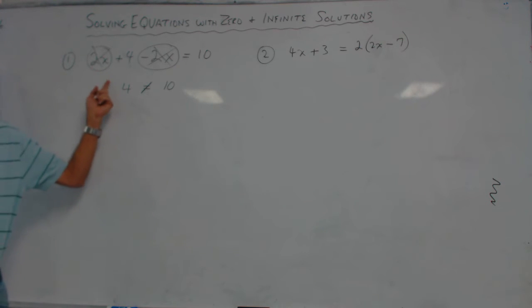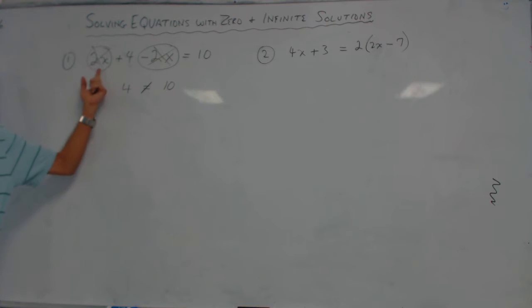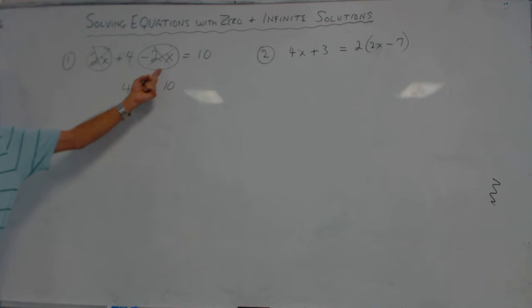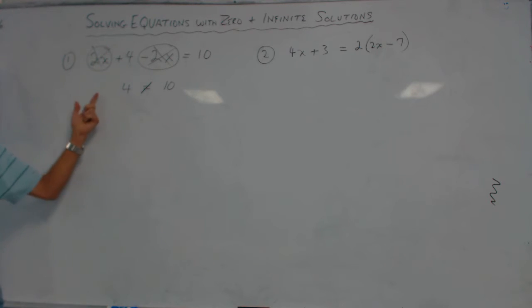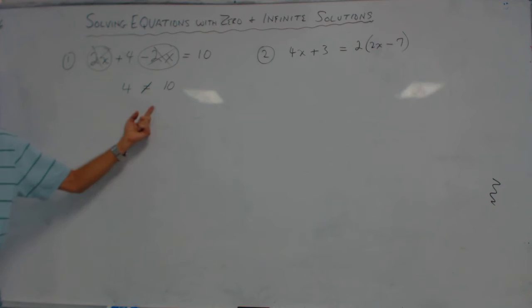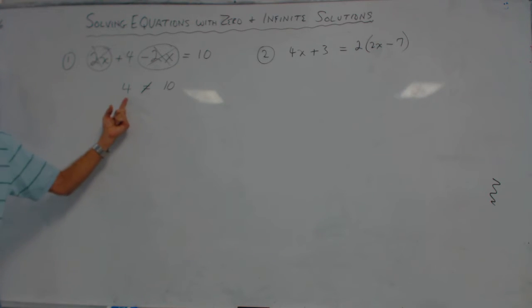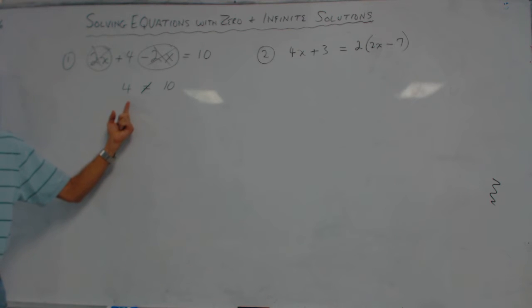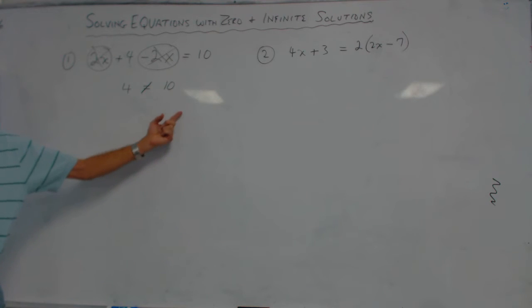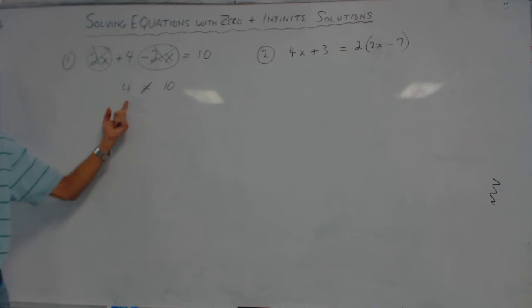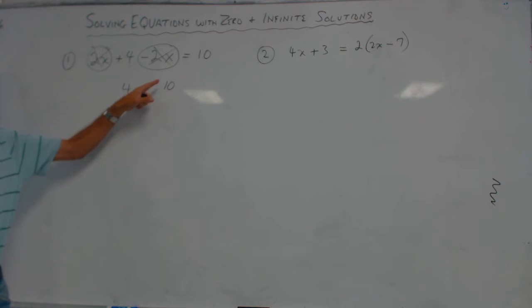Now let's look and see what happened. The x's completely eliminated themselves, right? Because I had 2 x's and then I took away 2 x's, so I had no x's. So I have no x's in here at all. So it's not going to say x equals something. It just says something that is a non-truth, right? 4 does not equal 10. I mean, it said 4 equals 10. Well, that's a non-truth, so I put not equals.